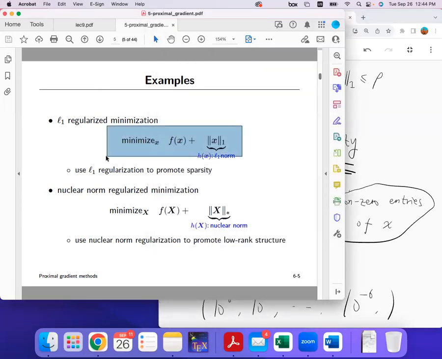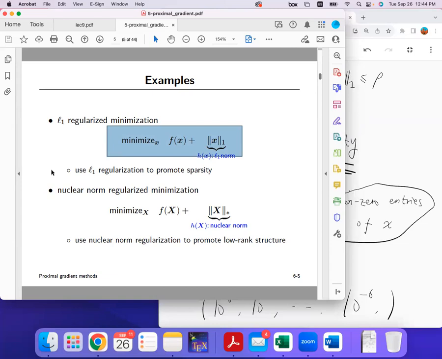So when we add this L1 norm to F(x), we are looking for a solution that minimizes F(x) and at the same time is sparse. We are looking for a sparse solution.